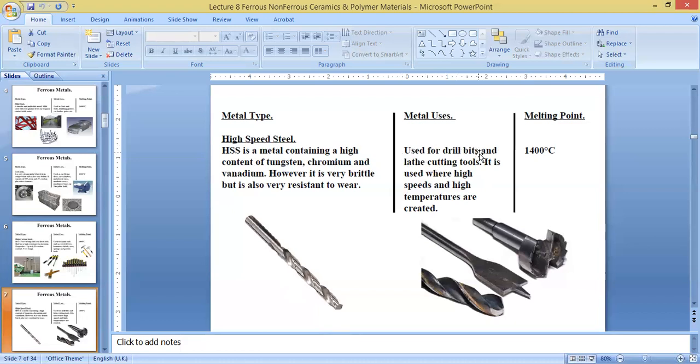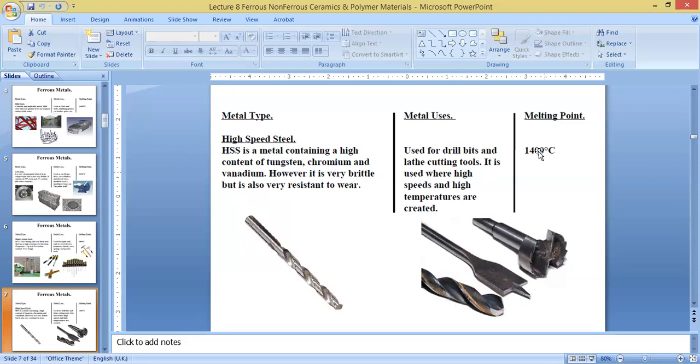It is used for drill bits and lathe cutting tools. It's used where high speeds and high temperatures are created. So high speed, just from the word, isn't it? That drill bit is moving at a very high speed, rotating at that very high speed. So you need high speed steel for that. That's why it's called that, because it's ideal for metals used at high speed and high temperatures.